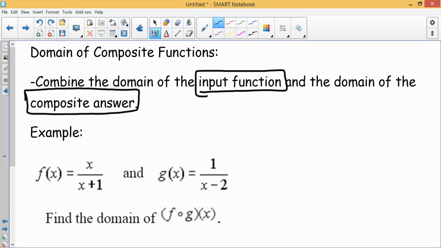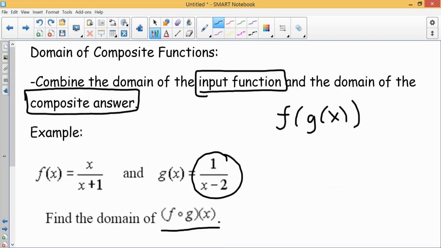A quick example I have here to go through this is if I have the function f of x is equal to x over x plus 1 and g of x is equal to 1 over x minus 2. And I want to find the domain of f of g of x. So what I'm going to first do is rewrite this as f of g of x. I can visualize that a little bit better. And I want to start by substituting in my g of x. So that's going to get placed right there. So now I'm finding f of 1 over x minus 2.